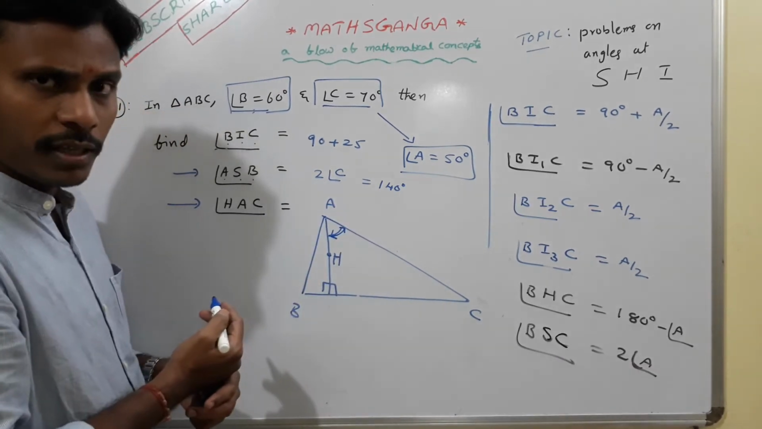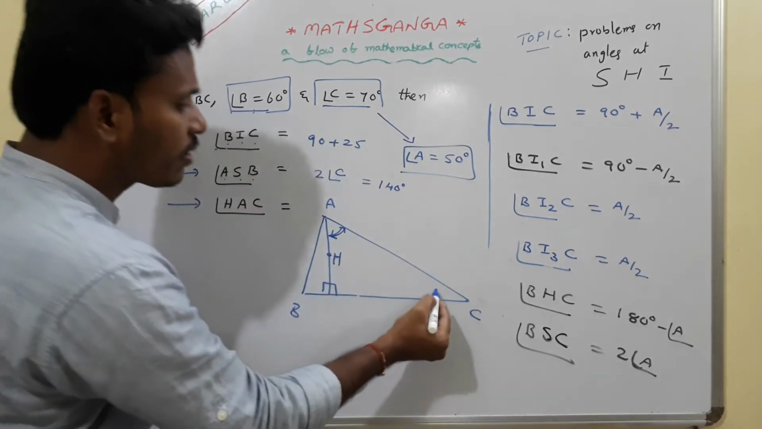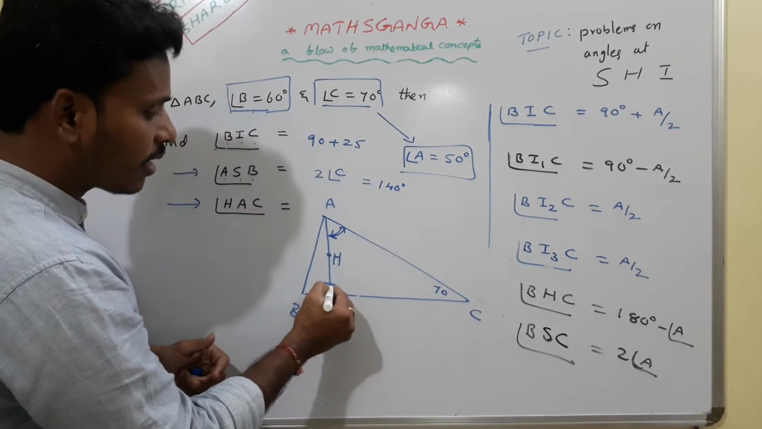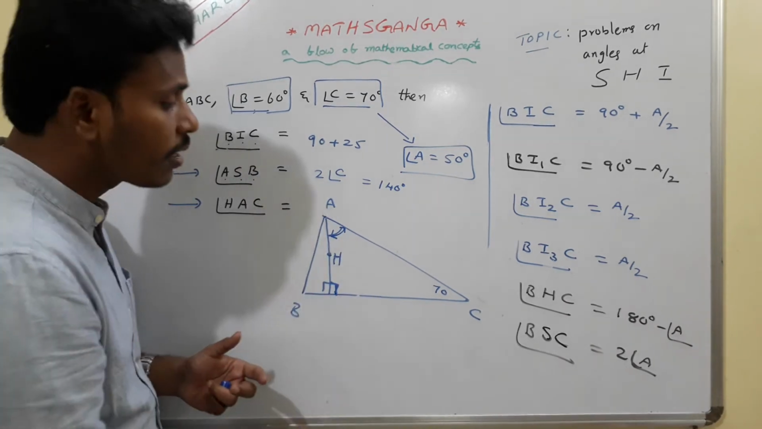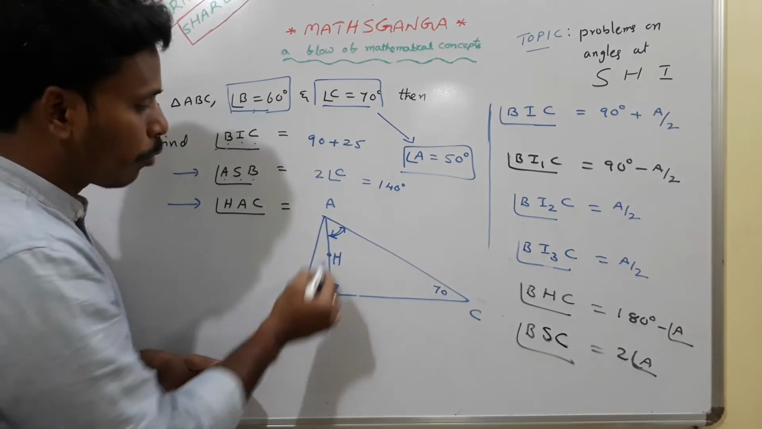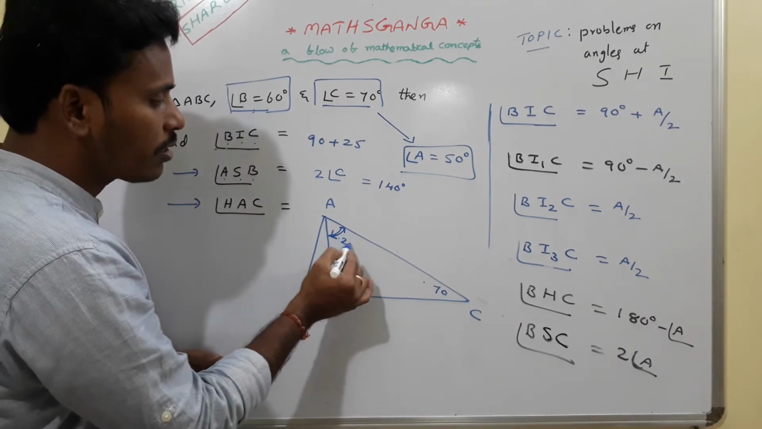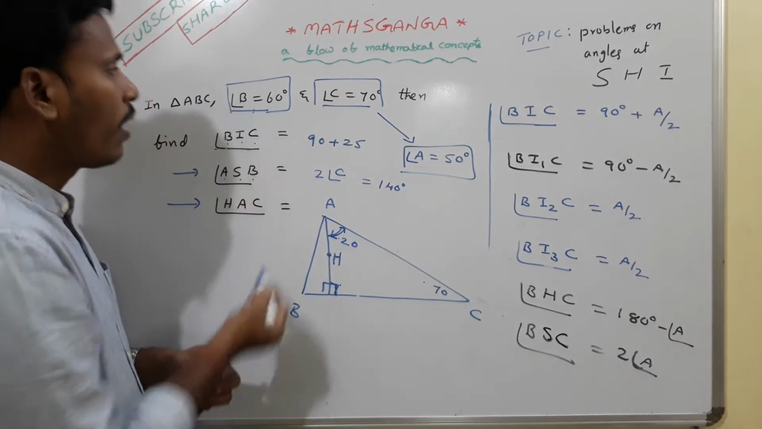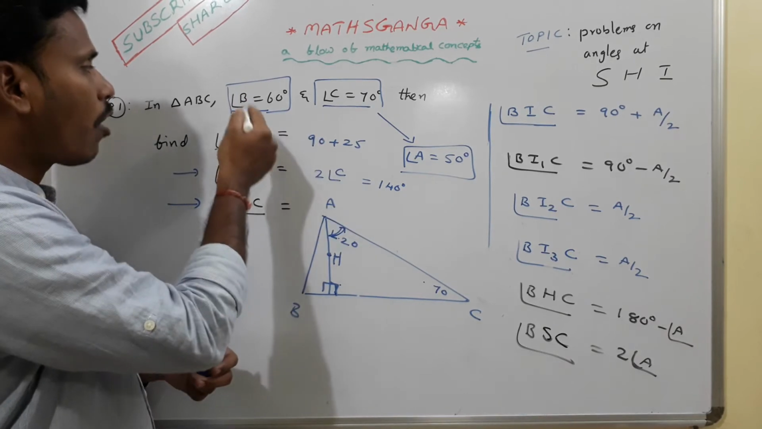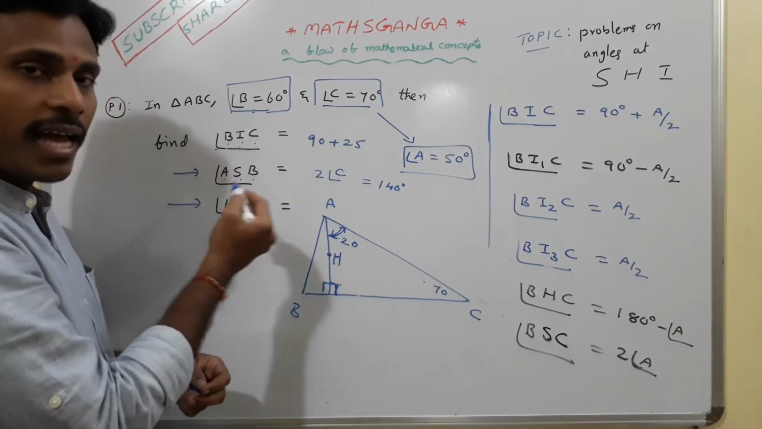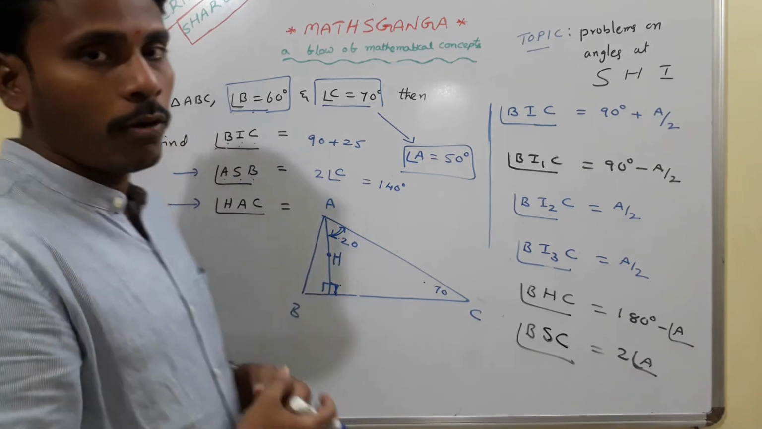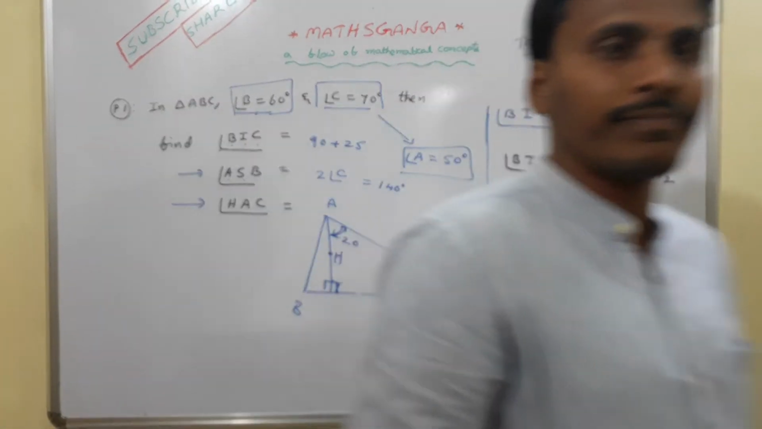That was a very simple thing, I think. Angle C is 70, this angle is 90, and surely this angle will be 20. Why? Because again by the sum of angles of a triangle property, the sum of these three is 180, so this is 20. So with the help of the angles of the triangle we calculated angle BIC, angle AOB and angle HAC. This is the first problem of this class.